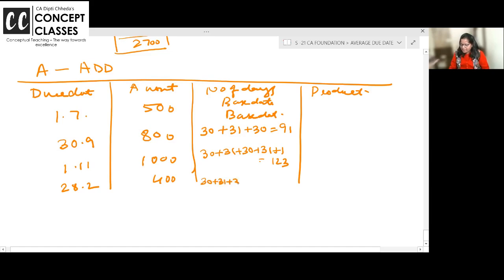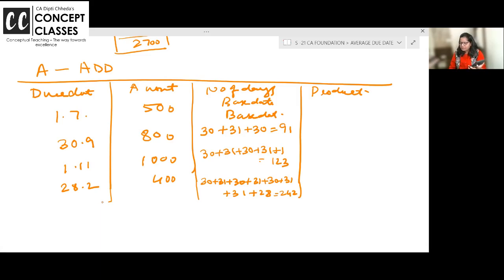July, August, September, October, November, December, January and February. Like this you have to calculate. July, August, September, October, November, December के 31, January के भी 31, February के 28. So it's like 242.